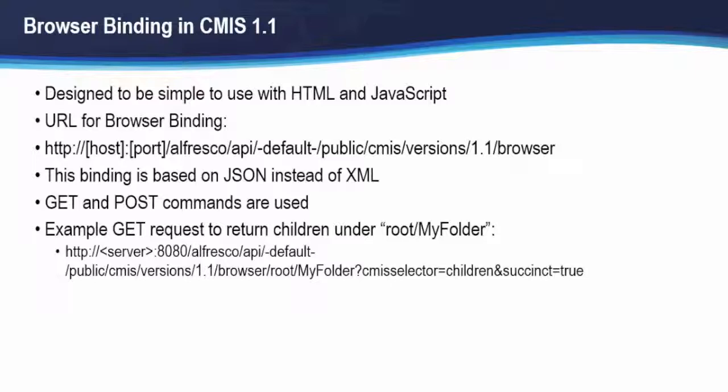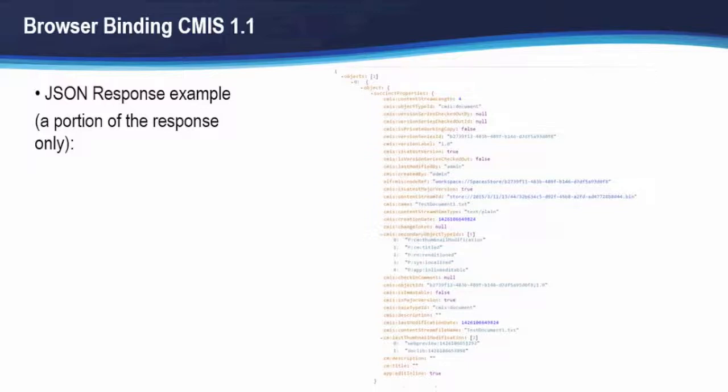I've provided an example GET request here to show how easy it is to return the children of a folder. Here I have a root folder, and underneath it, my folder. After authenticating, I can just send this GET request to root, my folder, and then cmisselector children, and I'll get back a JSON response with the properties of the children of this folder. I provided the portion of the JSON response here as an example.